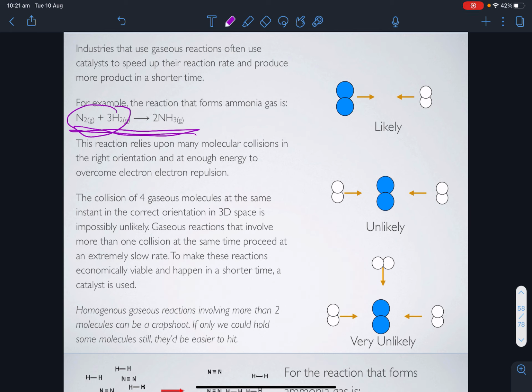Four things colliding at the same time in a three-dimensional space is very, very unlikely. Okay? Two things colliding, sure. Three things colliding, chances are a little bit less. Four things colliding, what? Okay, not going to happen. So this reaction actually occurs very slowly because four hitting at the same time in the correct orientation is pretty unlikely.